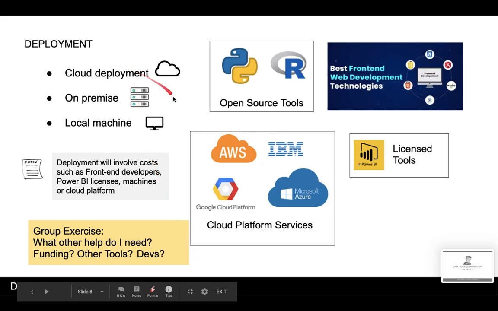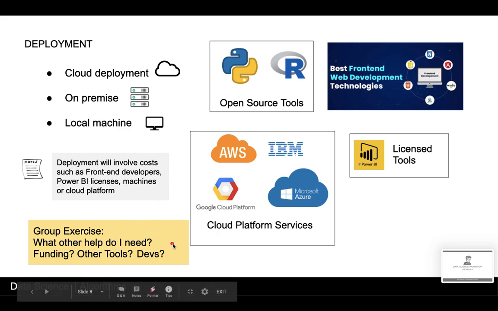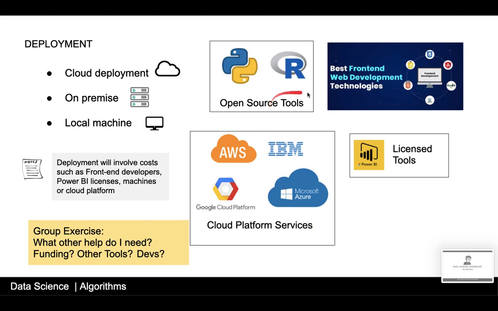And finally, deployment. Where do you want to deploy it? You want it on cloud? You want it on premise? Do you want it on your local machine or your laptop? And what other things do you have? Do you have budget? Do you have front-end developers, Power BI licenses, machines, or a cloud platform? What other help do I need? Do you need funding? So check all of these things on how you want to deploy your machine learning project.